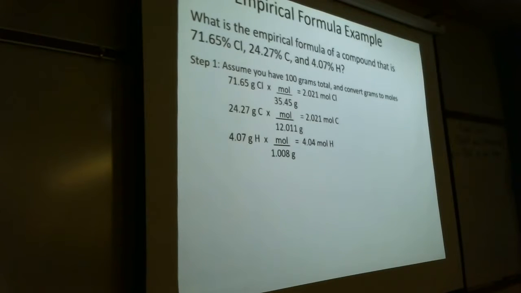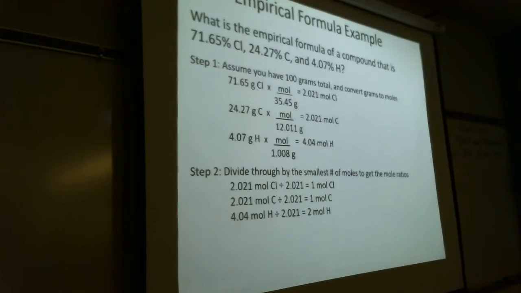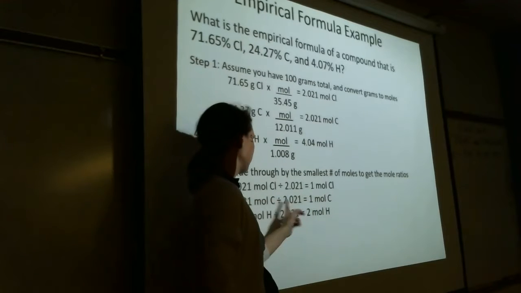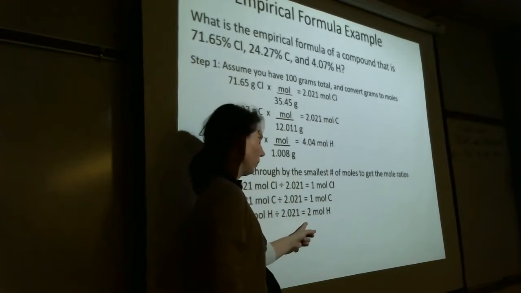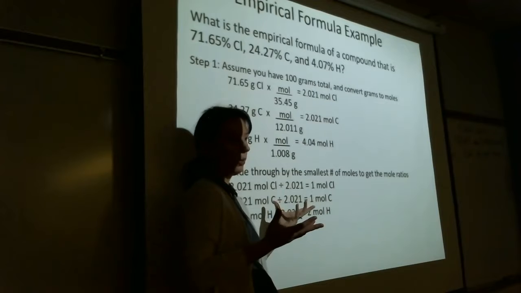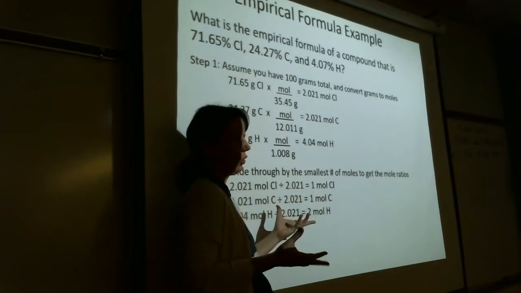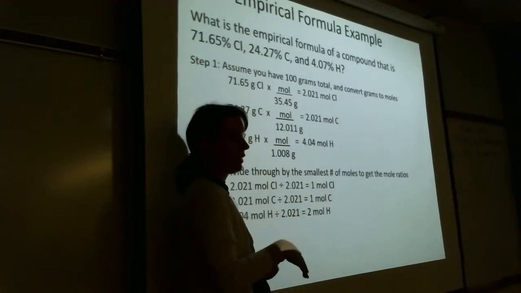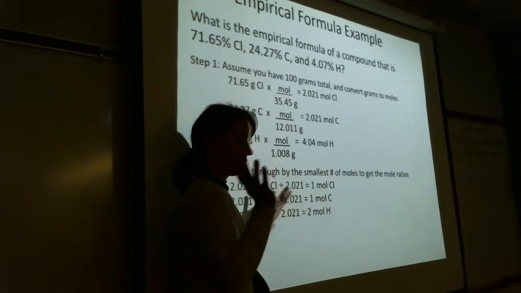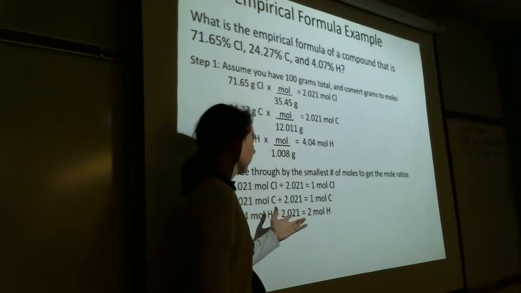Now we're going to pick the smallest number. 2.021 is smaller than 4.04. So we're now going to divide everybody by the smallest number. Now this comes out to be 1. This comes out to be 1. This comes out to be 2. There's no 0.5. There's no 0.3. So I don't need to worry about doubling or tripling. I just go about my merry way.